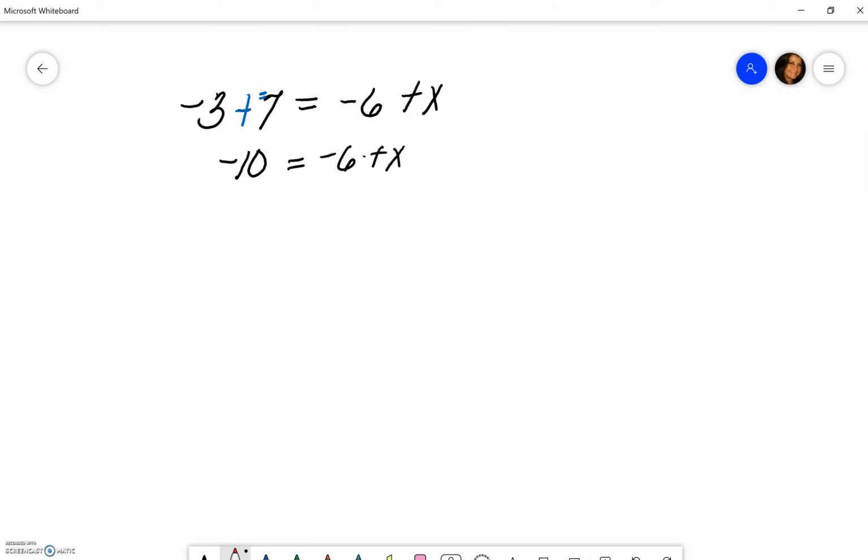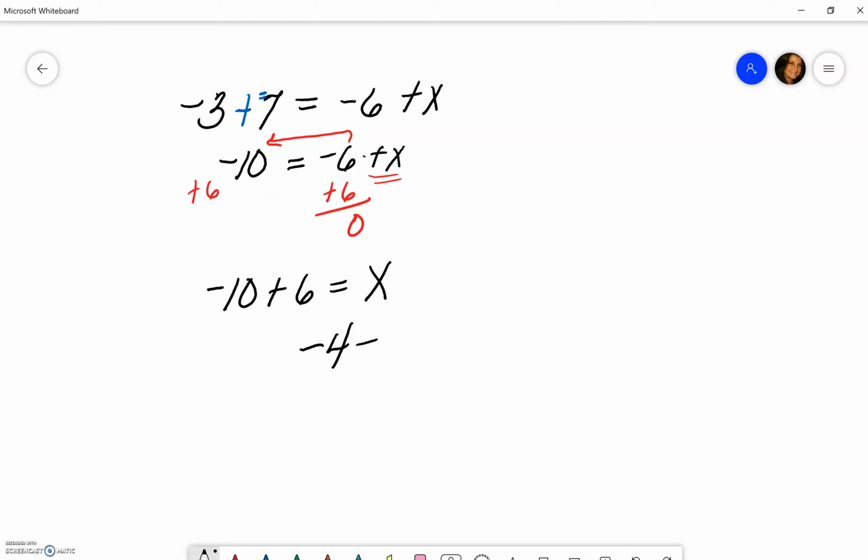Now, this is simple. All we have to do is just move the number over on this side so we can get that x alone. And when we do that, remember, all you're going to do is make it the opposite to subtract it out. And what you do to one side, you must do to the other. So let me just rewrite that. So we have -10 plus 6 equals x. And then we can see opposite signs. Subtract, take the sign of the larger number, and it's -4 equals x. Hope this helps.